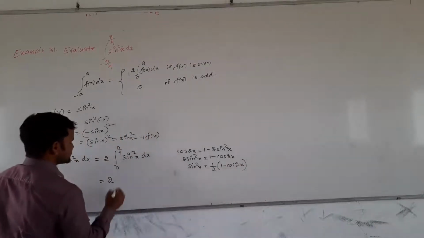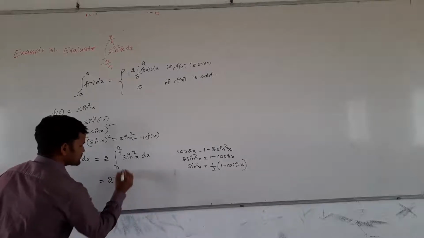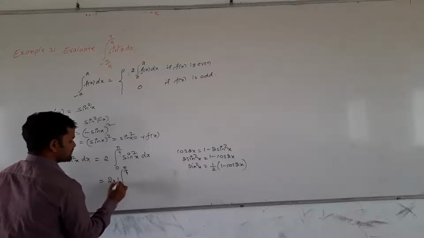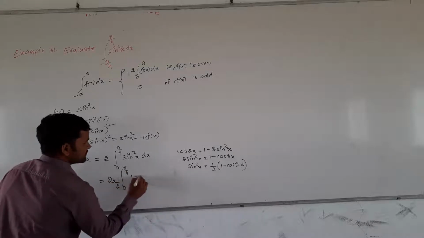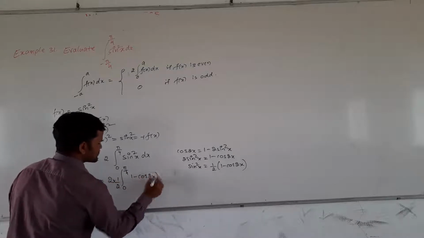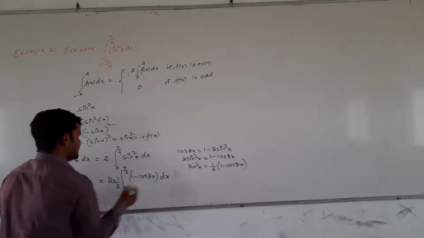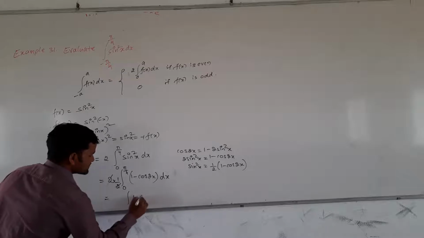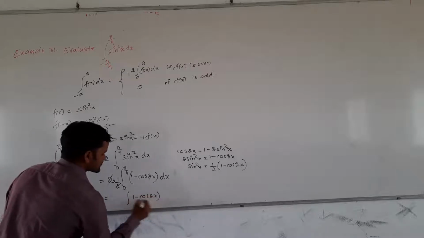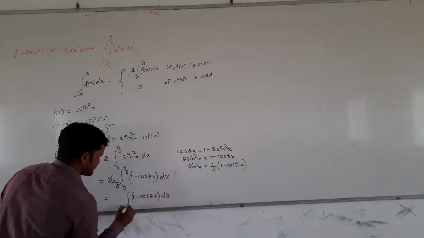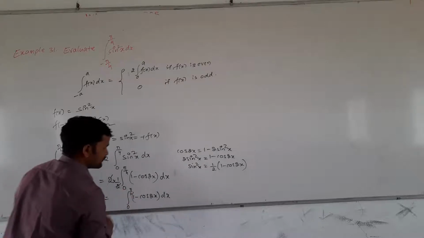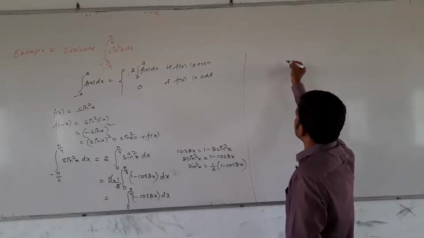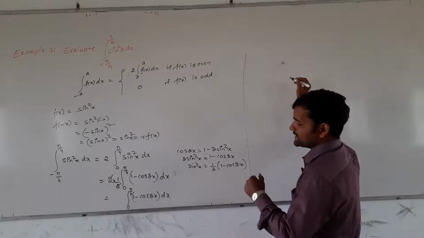Here I will write the integral from 0 to pi by 4, 1 by 2 I will write outside, times 1 minus cos 2x dx. The 2 and the 1 by 2 cancel out. We have the integral of 1 minus cos 2x with respect to x from 0 to pi by 4. Now we can integrate it very easily.